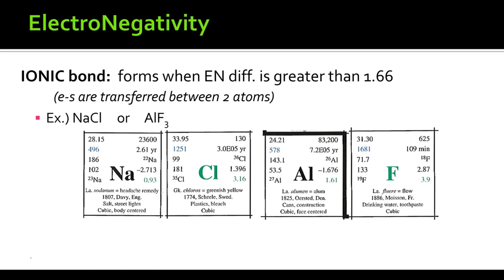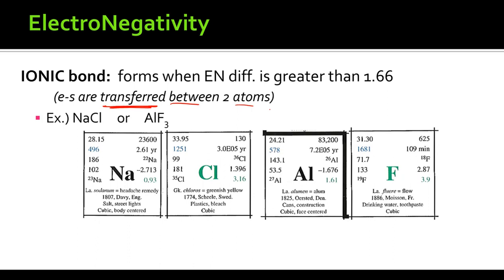Ionic bonds form between ions, but for our use here, they specifically form when the difference in electronegativity between two atoms is greater than 1.66. And when that happens, we find that electrons are transferred between atoms, given and taken, or we should probably say taken and lost. Okay? Sodium chloride is an example of a compound that forms an ionic bond.